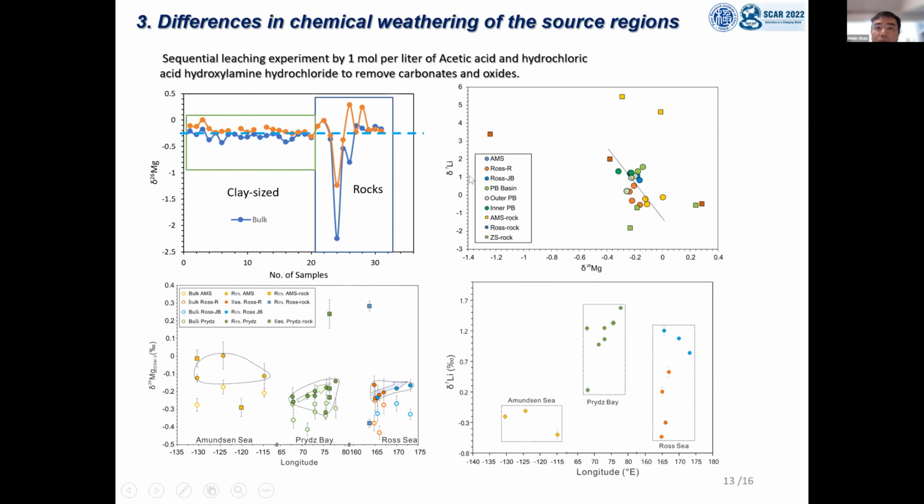And the lithium and the magnesium isotopic composition show negative correlation. And the Amazon Sea show the higher magnesium isotopic composition than the other two regions, and correspondingly, the Amazon Sea show the lower lithium isotopic composition than Price Bay and most of Ross Sea.